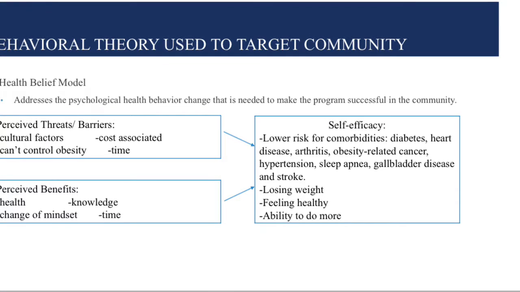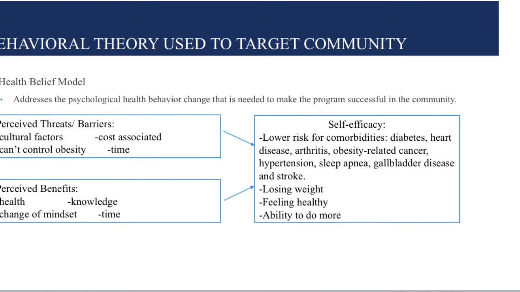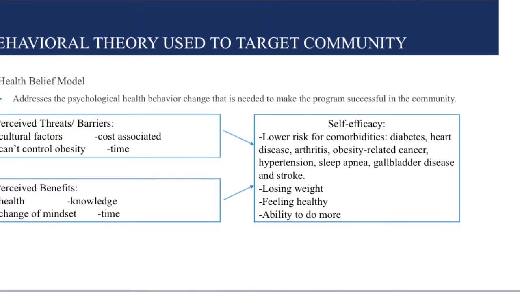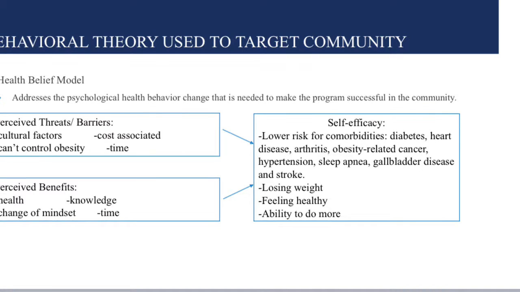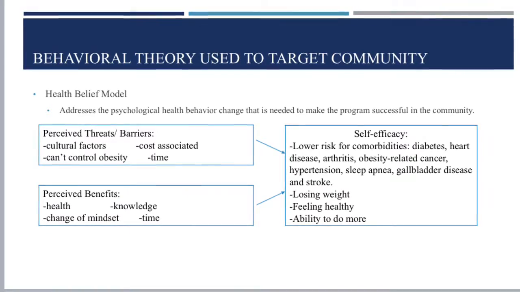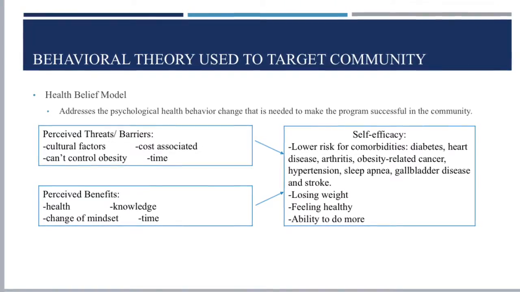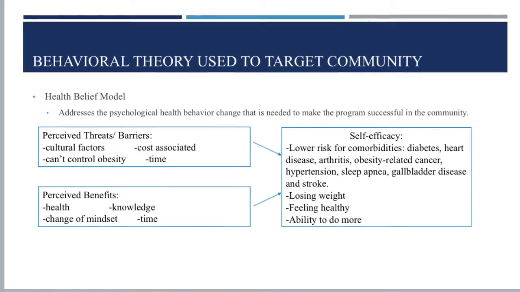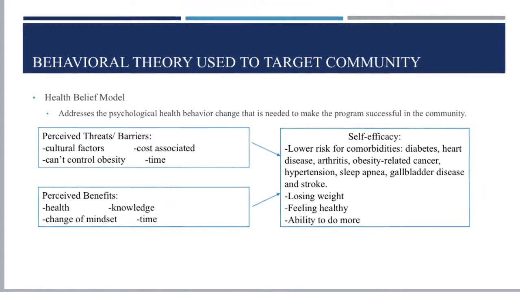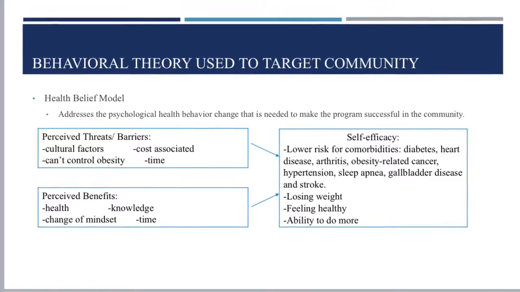On the right-hand side, we have self-efficacy, and it would be more of lowering risk for comorbidities like diabetes, heart disease, arthritis, obesity-related cancer, hypertension, sleep apnea, gallbladder disease, and stroke. Another thing with self-efficacy would be that the program would provide them with knowledge so they could lose weight, and so this would in turn make them feel healthier, and they would have the ability to do more as a result of this Health Belief module that is instilled in the program.